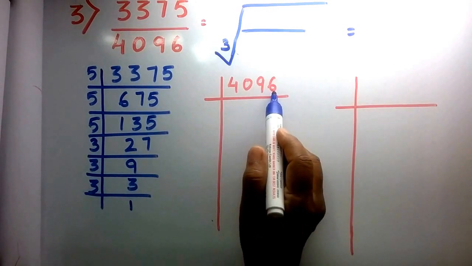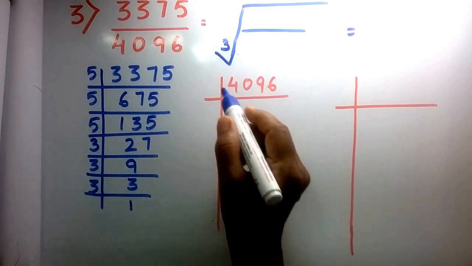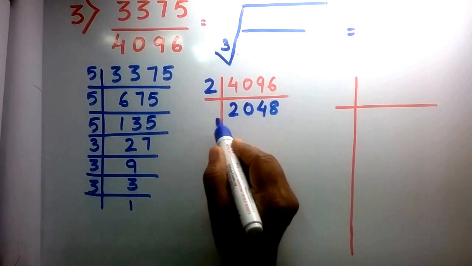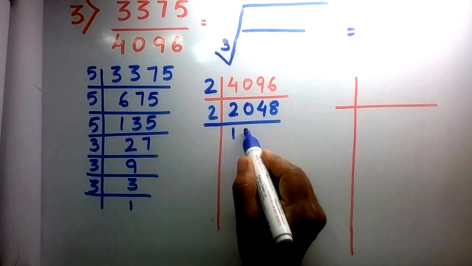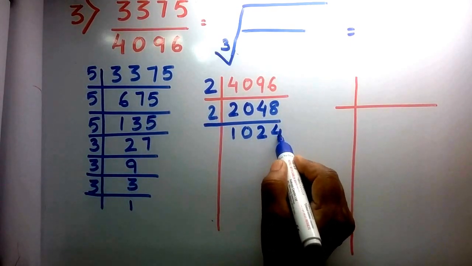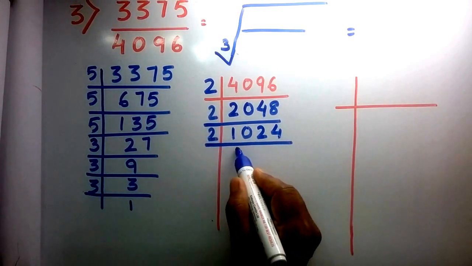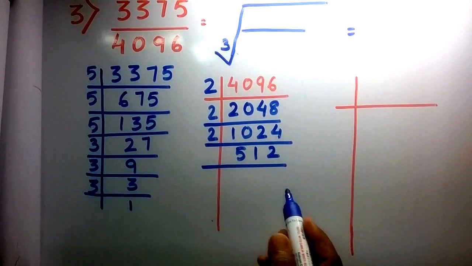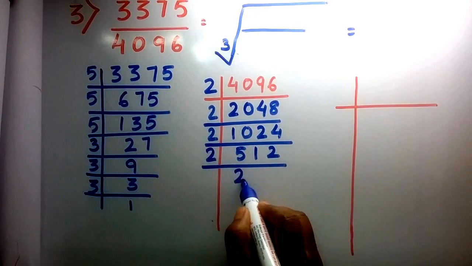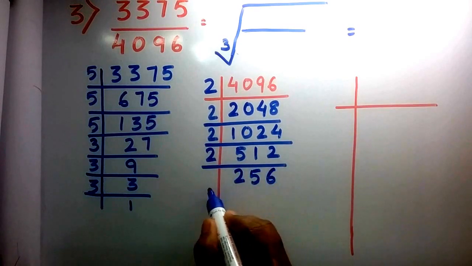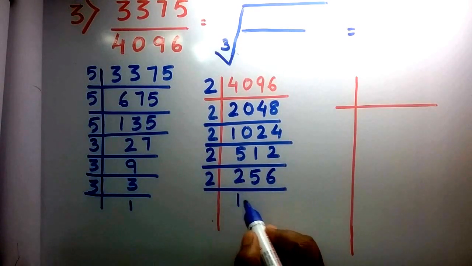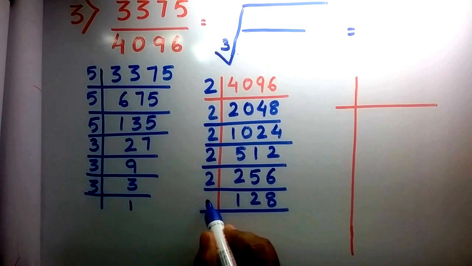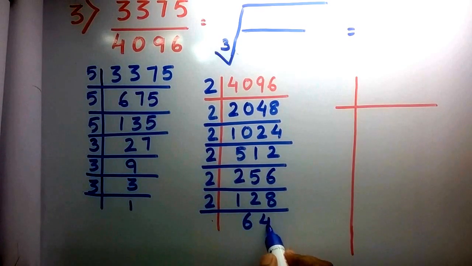As you have 6 in the unit place, this number is divisible by 2. 2 twos are 4, 2 fours are 8, 2 eights are 16, 2 ones are 2, 2 twos are 4, 2 fours are 8, 2 fives are 10, 2 ones are 2, 2 twos are 4. Continue with 2 as all these numbers are divisible by 2. 2 twos are 4, 2 fives are 10, 2 sixes are 12, 2 ones are 2, 2 twos are 4, 2 eights are 16, 2 sixes are 12, 2 fours are 8.